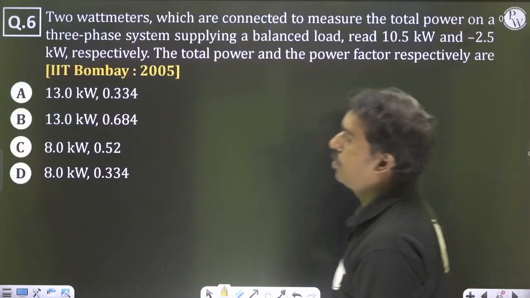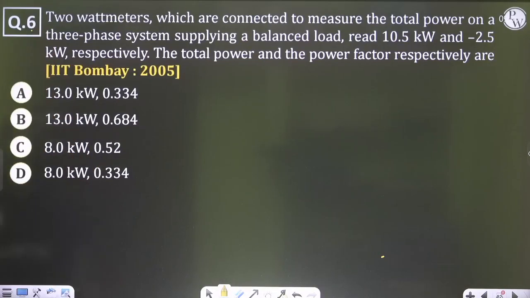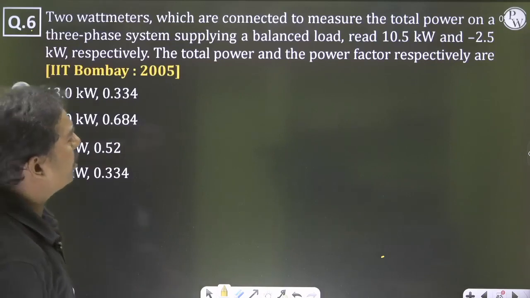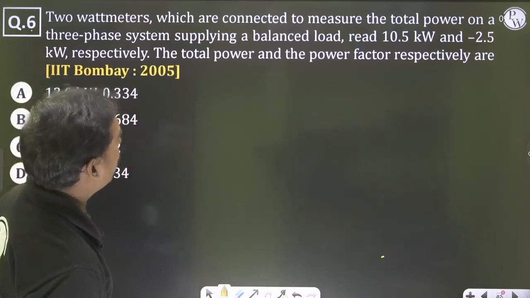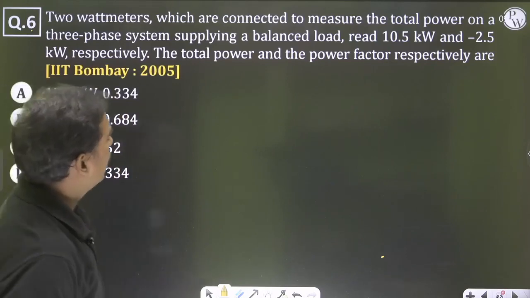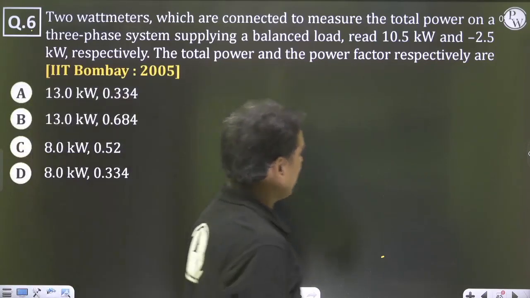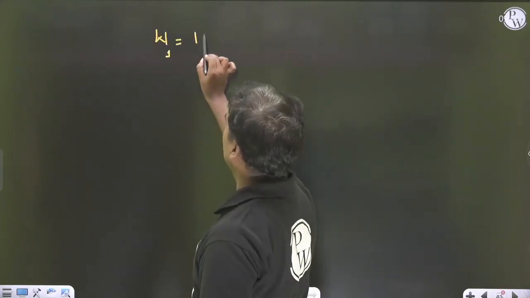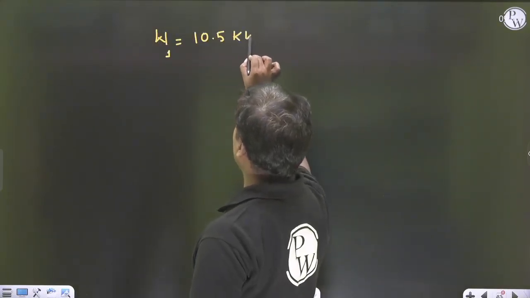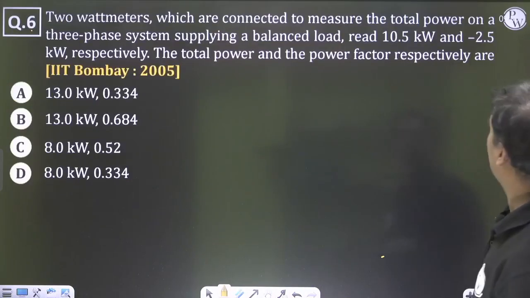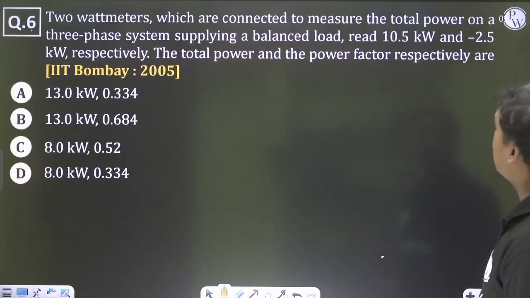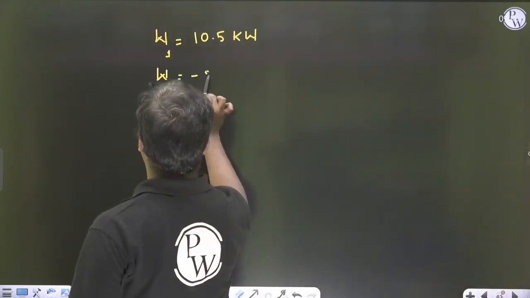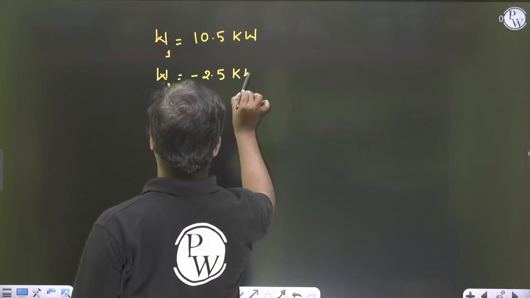Question number 6. Two wattmeters which are connected to measure the total power on a 3-phase system supplying a balanced load read 10.5 kilowatt and minus 2.5 kilowatt respectively. The total power and the power factor respectively are dash. So what is the data given? W1 is given as 10.5 kilowatts and W2 is minus 2.5 kilowatts.